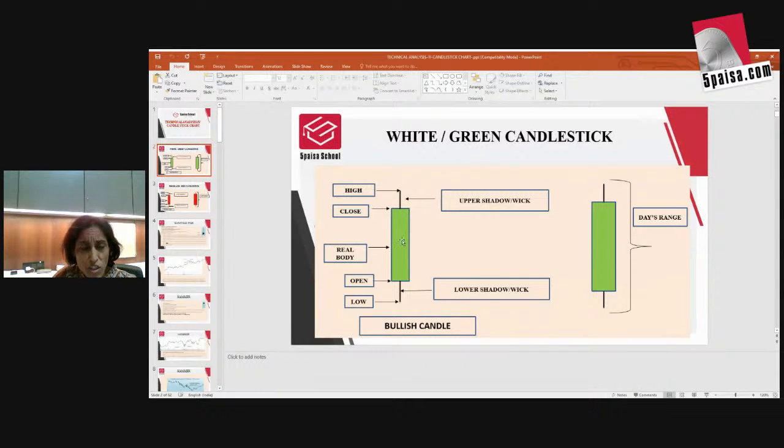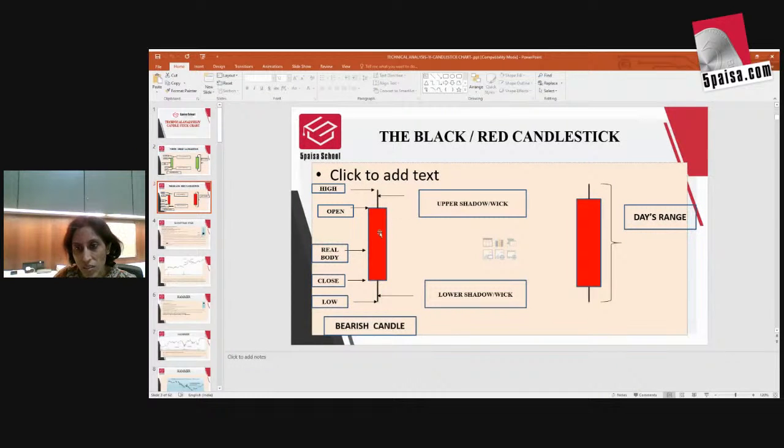So this ensures that the market for that day has been bullish in nature, and you can very well read that by looking at the color of the candlestick. It can either be white or green. And if it is red or black, then it indicates a bearish sentiment. In bearish sentiment, the closing price is well below the opening price, which means that it is the sellers' market that day and the market sentiments are going more on the negative side.